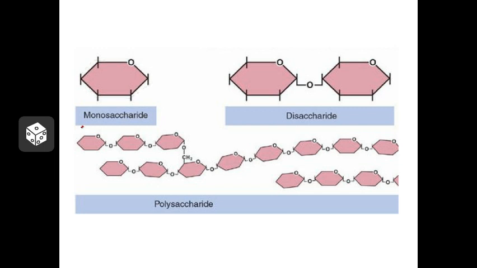So here we have a single ring, so that constitutes one monosaccharide, one small monomer. Here are two put together, we call that a disaccharide, and here are a bunch put together into a long chain, we call that a polysaccharide.